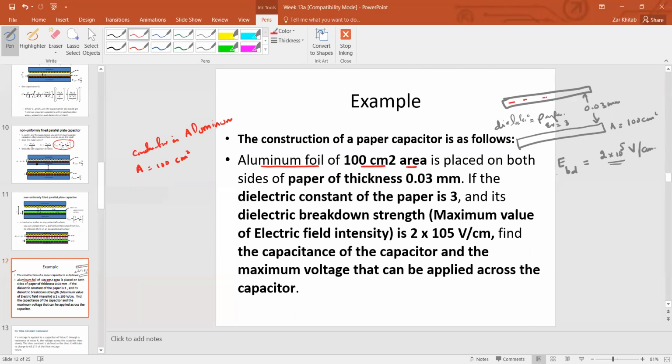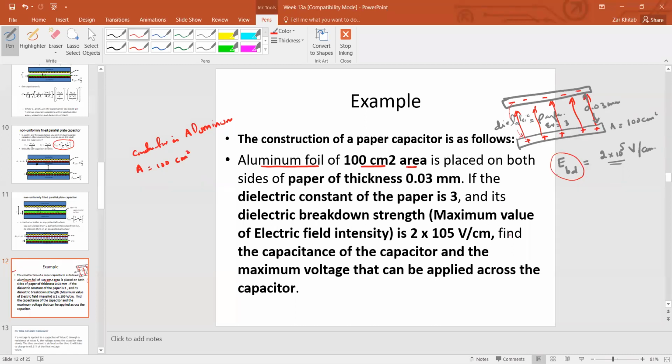Say we have all negative charge on this plate and all positive charge on this plate. If this electric field goes a little beyond this 2 into 10 to the power 5 volts per centimeter, what will happen? This electron will jump to the other plate and a spark will occur. And we say that a breakdown has occurred, the capacitor has been short circuited.